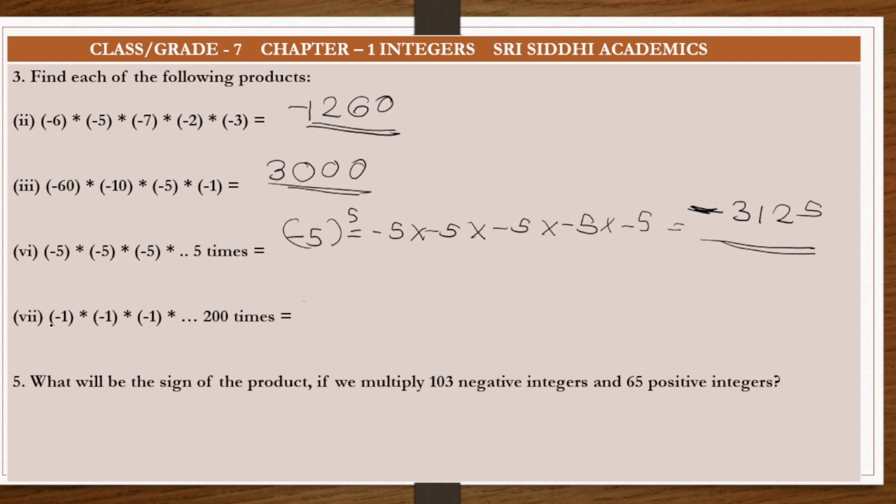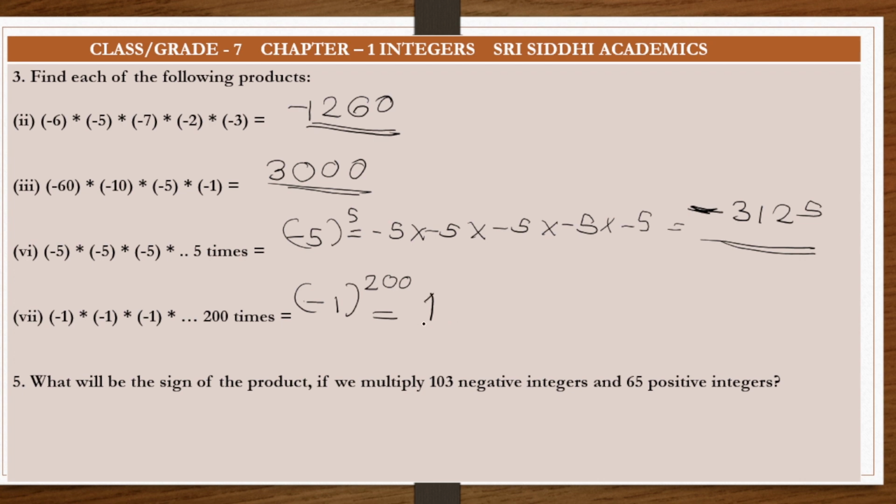Now let's solve question number 7. Minus 1 is getting multiplied to itself 200 times. So the number of times it's getting multiplied to itself is even. So minus 1 raised to the power 200 will be positive, as we have discussed till now. So it will be 1. Whether 1 gets multiplied to itself any number of times, the answer is always 1. So this is the answer for question number 7.